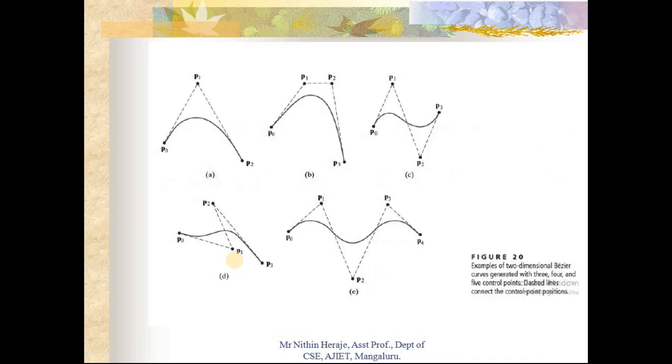So these are the different curves using different numbers of control points: three control points, four control points, even here four, and here it is 5 control points.